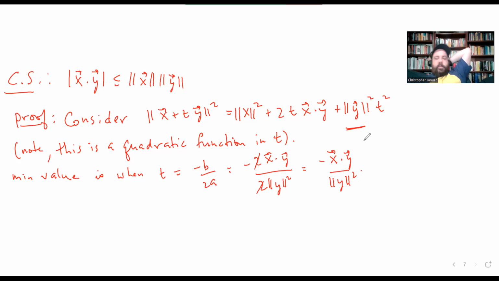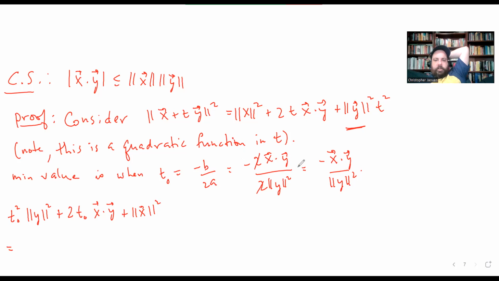Okay, and the minimum value we can find by plugging this value in. Maybe I should give this an actual name. Let me call it t0. We can plug that value into the polynomial here to figure out what the smallest value is. So in other words, t0 squared times length of y squared plus 2t0 x dot y plus length x squared.